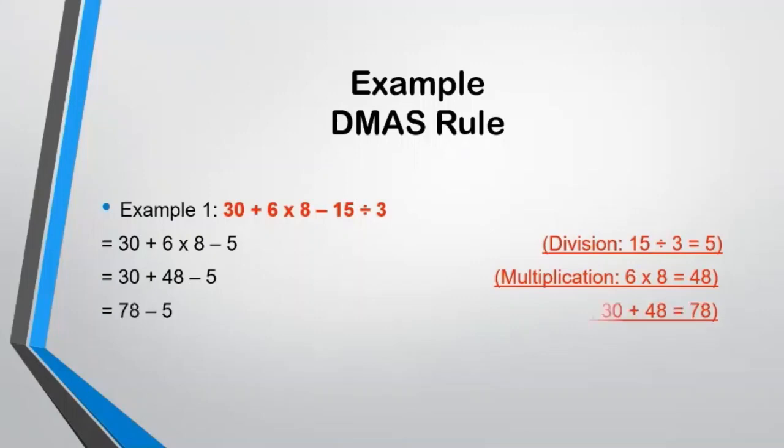Then we will do addition because A stands for addition and it is third in the rule. That will simplify the mathematical expression to 78 minus 5. And finally, to get the final answer, we will do subtraction. Subtraction stands for S, which is last in the rule. And that simplifies the answer to 73.